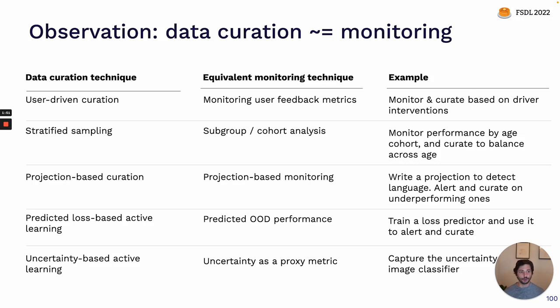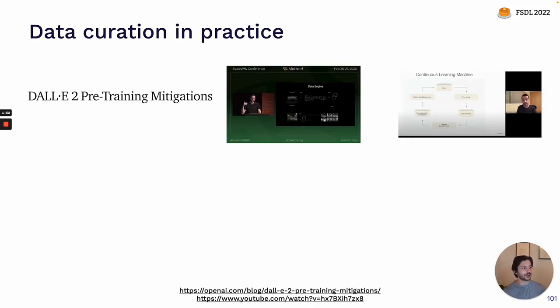Projections are used in both data curation and monitoring to take high dimensional data and break them down into distributions that we think are interesting for some purpose. And then in active learning, some of the techniques also have mirrors in monitoring, like predicting the loss on an unlabeled data point or using the model's uncertainty on that data point. Next, let's talk about some case studies of how data curation is done in practice.